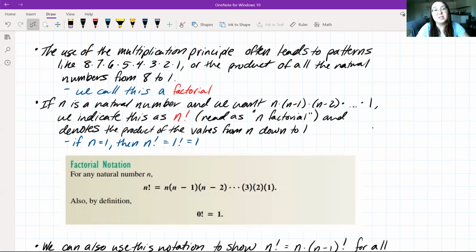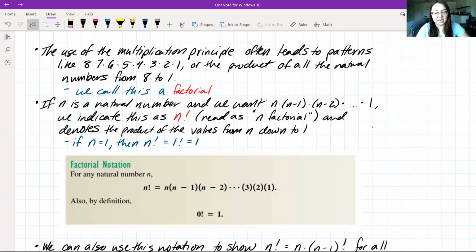So in the problem that we just saw, since we went from 8 times 7 times 6 times 5 times 4 times 3 times 2 times 1, we saw this exact pattern, so we would have called that 8 factorial. And by saying that, we just mean that we want to multiply by every whole number down until we get to 1. So this denotes the product of the values from n down to 1. That's how you get n factorial.